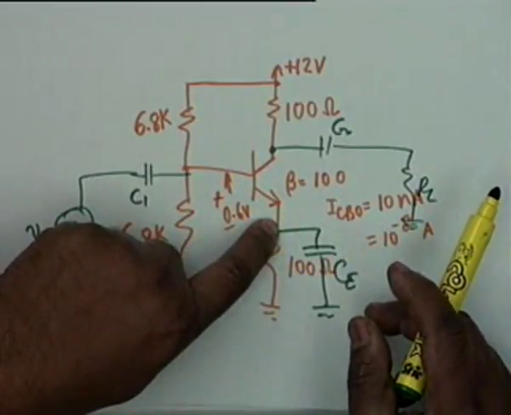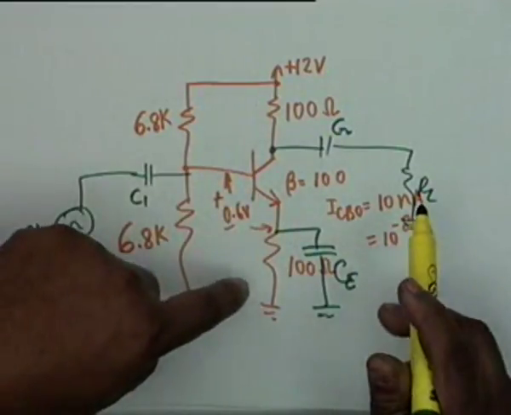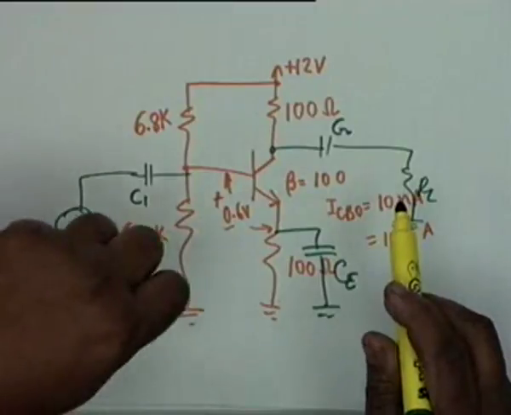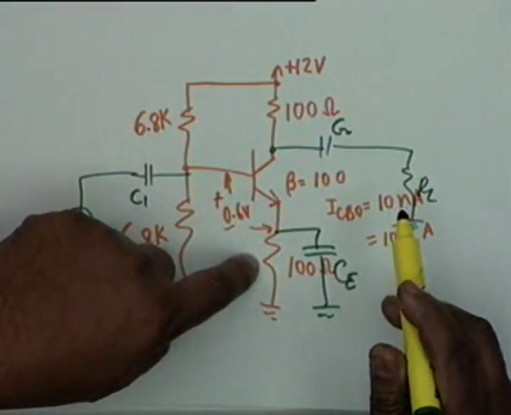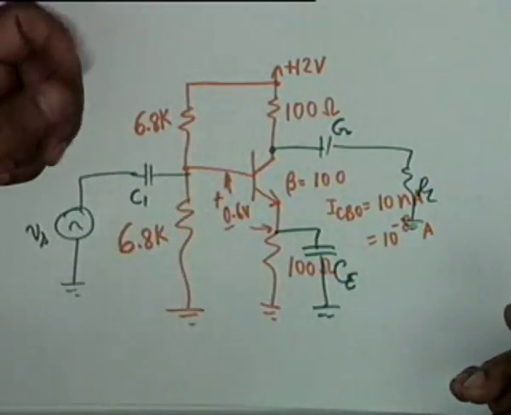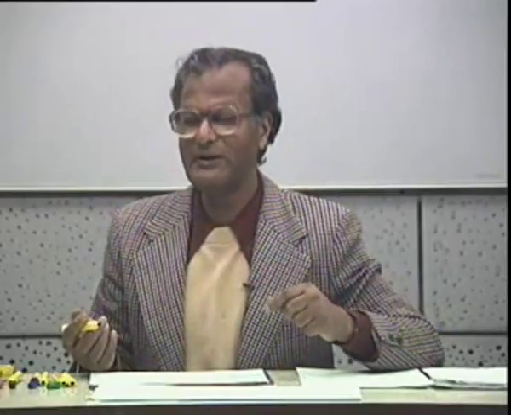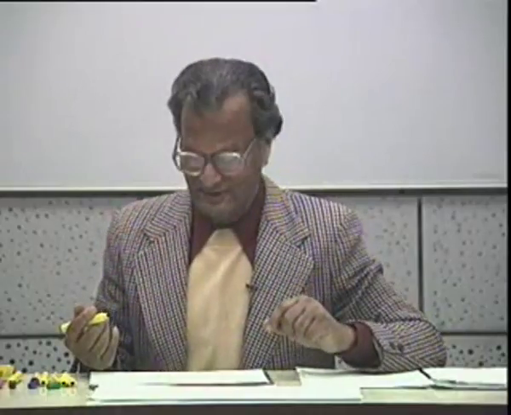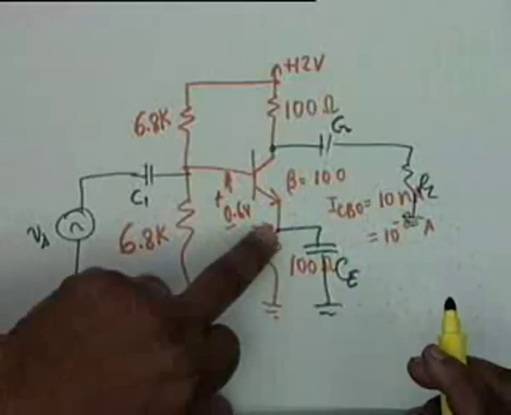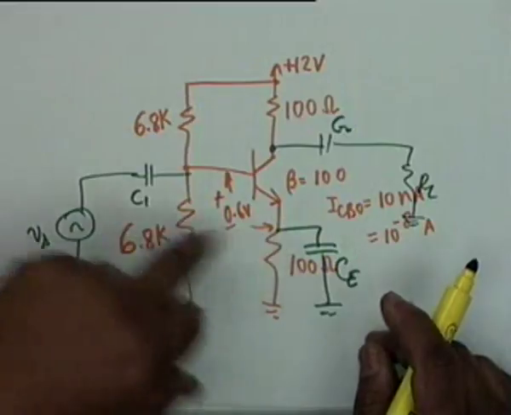Yes. Why don't you want any drop in the RE? If there is a drop in RE, then it causes a loss of gain. It acts as a negative feedback, as we shall see later. We don't want this. We want as much gain as possible, unless it is intentional. Sometimes negative feedback is used intentionally to stabilize the amplifier, but normally we don't want it, we want to bypass it. Okay. So, RE will be short circuited, in other words the emitter itself shall go to ground.